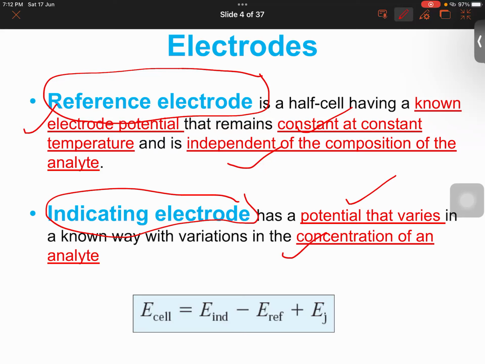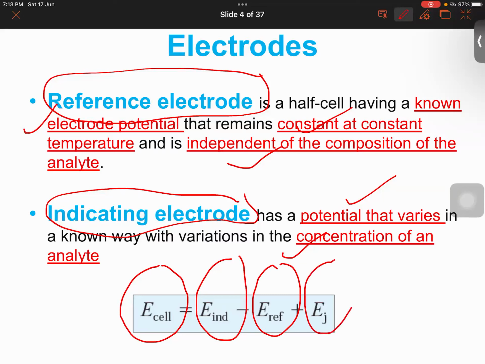So in short, for potentiometry, the cell potential is equal to the electrode potential of the indicating electrode or the working electrode, minus the electrode potential of the reference electrode, as well as the liquid junction potential.